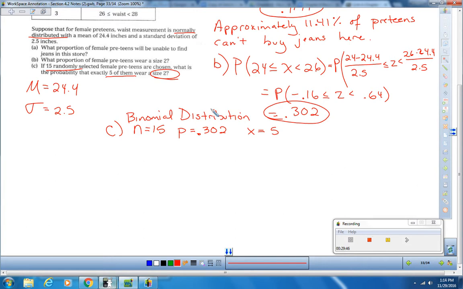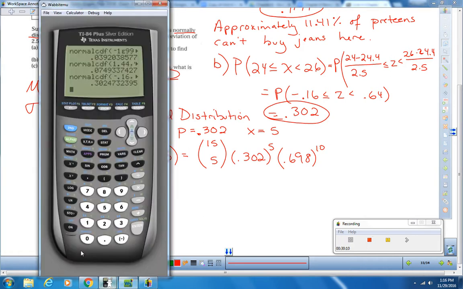And that's how I want to write it. So the probability that X is equal to 5 would just be done right in my calculator. Now, if you're a formula person, you'll want to write in that binomial formula: 15 choose 5 times 0.302 to the 5th power times 0.698 to the 10th power. But you don't have to do that formula because the calculator does the formula for you. And we use binomial PDF because it's a single value. If it was a less than or equal to value, we'd use CDF.